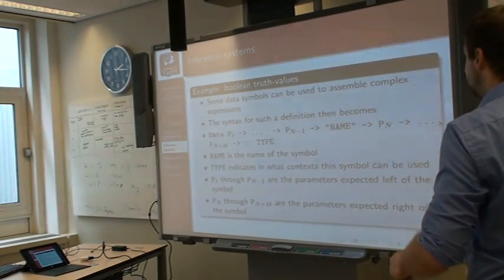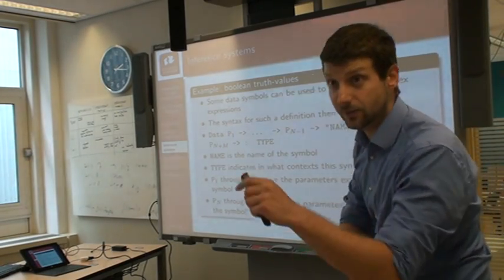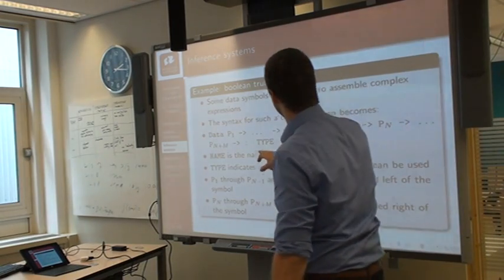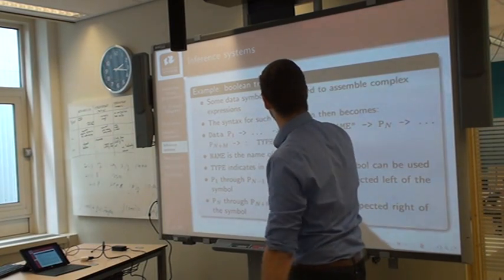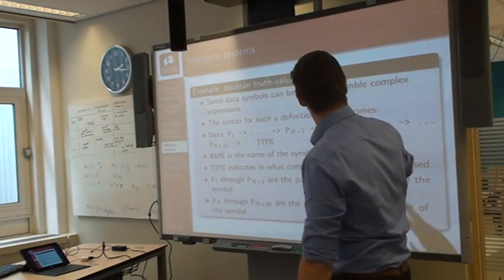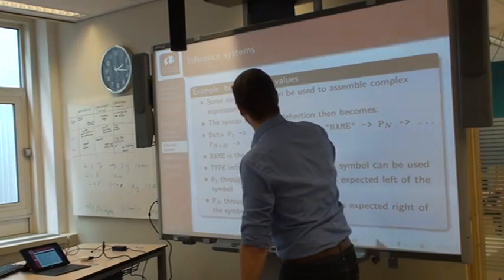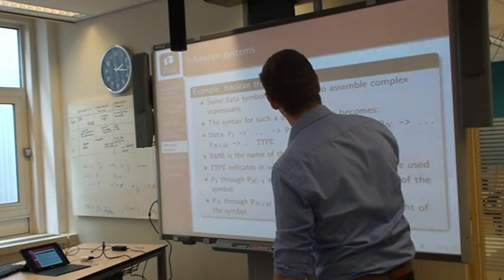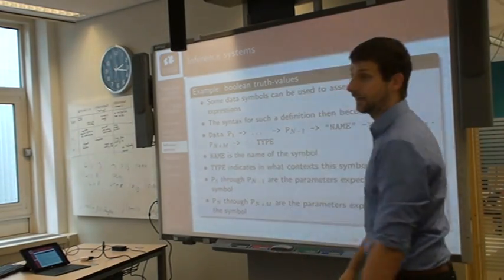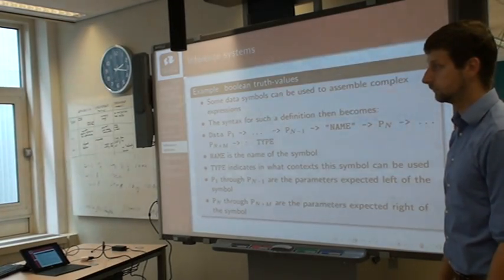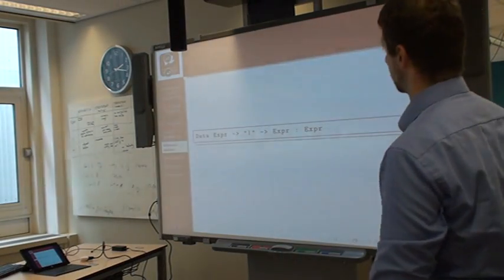Now, data symbols are not always so vanilla. In some cases, a data symbol could have another syntax. So data, P1, arrow, P2, arrow, P3, etc., until Pn minus 1. Then the name, then Pn through Pn plus n. Oh, this is a mistake. And this says type. Now, this means that this symbol, to be used, needs a bunch of things to the left and a bunch of things to the right. So you cannot just use it alone. You need stuff to the left, stuff to the right. An example is better than 1,000 words.